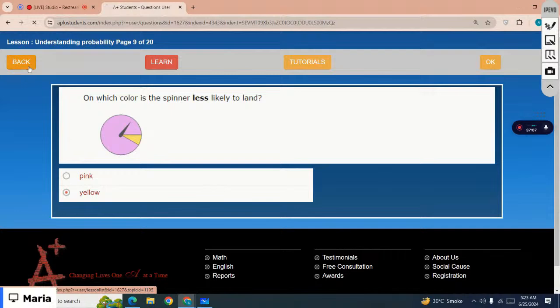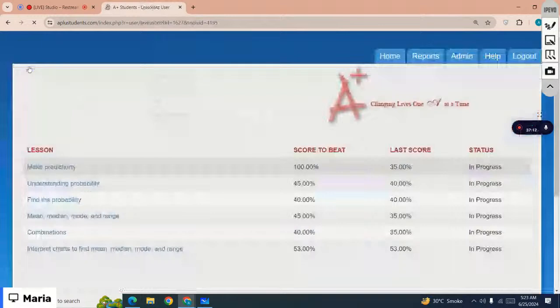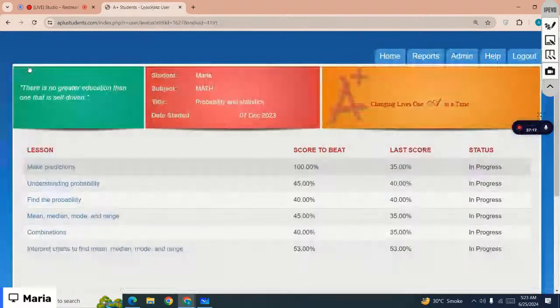Okay, you can complete the lesson by yourself later today. Let me just move on to the next lesson. The next lesson is find the probability. Let's just start with the lesson.